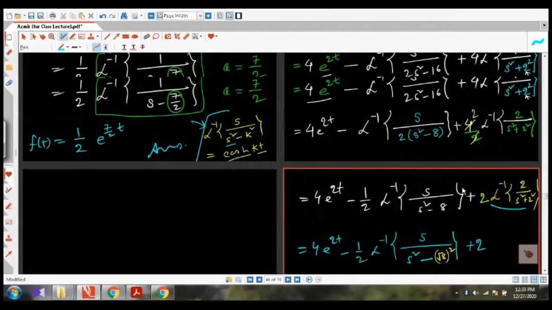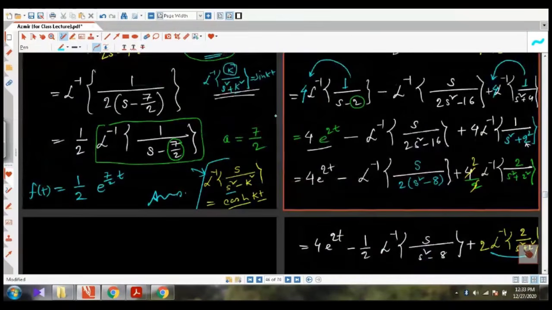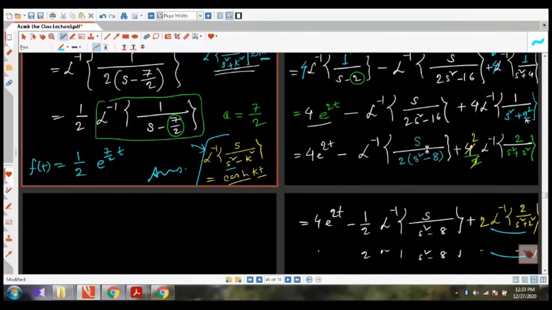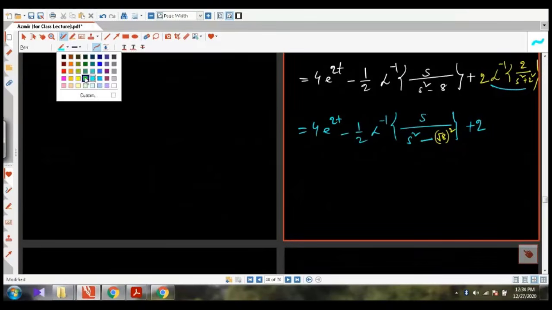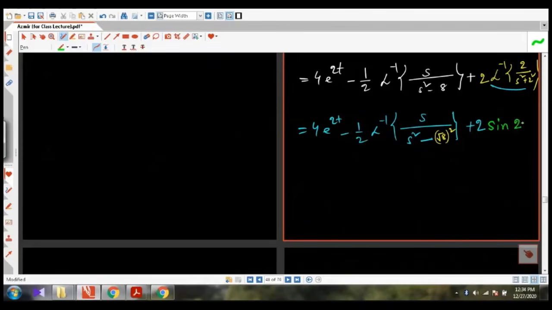If we have inverse Laplace of k over s squared plus k squared, then the result will be sine kt. So now tell me what will be the result here? It will be sine what? 2t. Is it okay? Yes, sir.